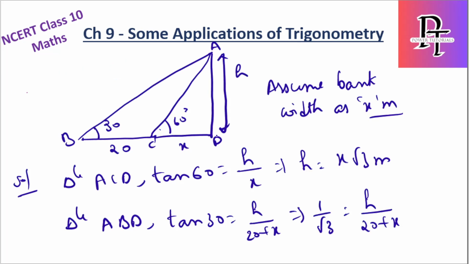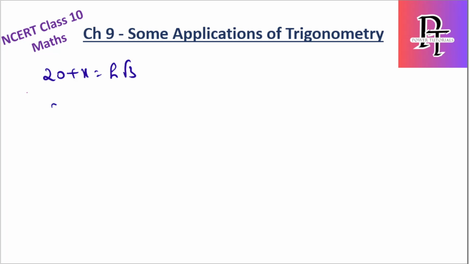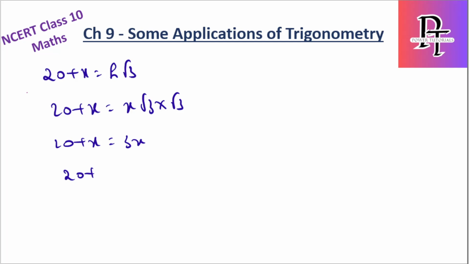So what is the x value? Just replace h with x root 3. So 20 plus x will become x root 3 into root 3, which is 3x. So 20 is equal to 3x minus x, which is 2x. So I can say x is equal to 10 meters. That is, the river bank width is 10 meters.